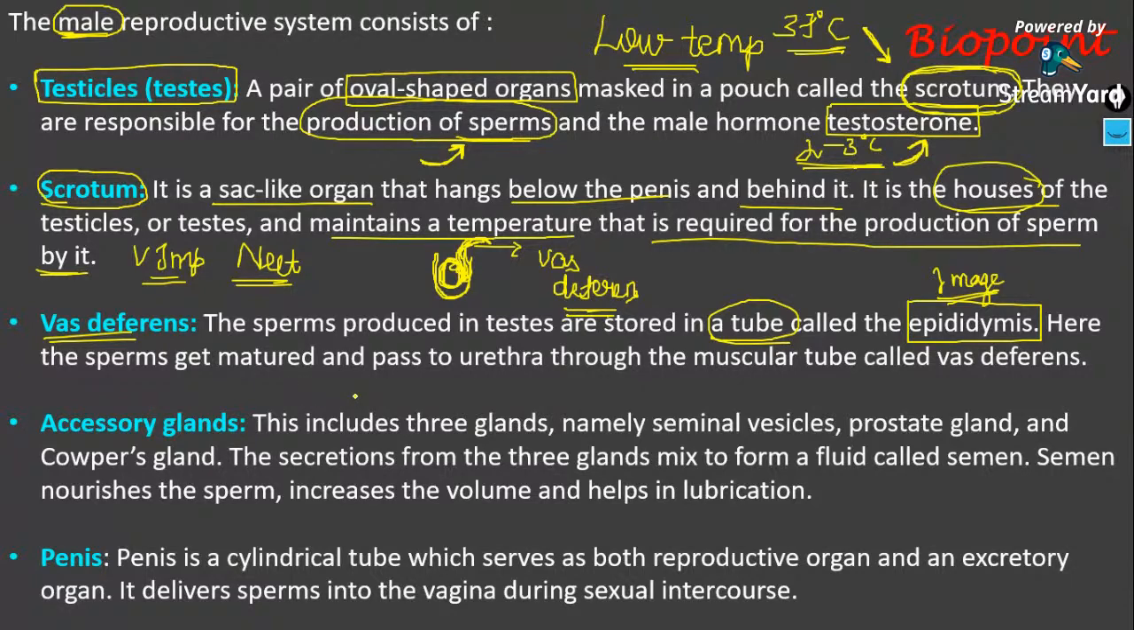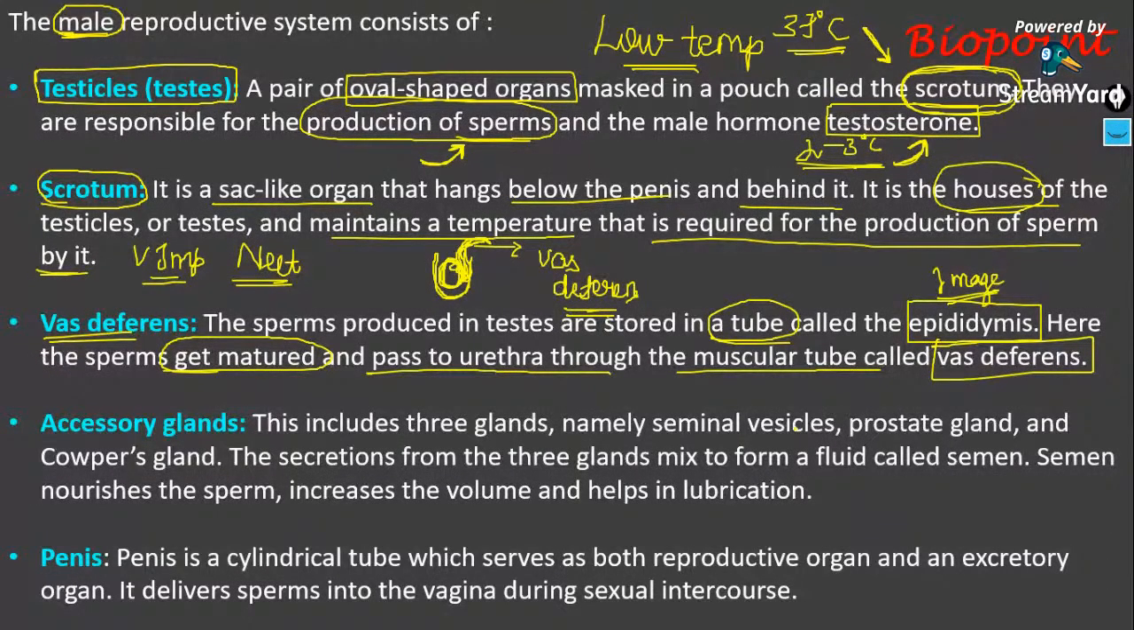Here, the sperms get matured. So the sperms mature, and the vas deferens is the particular tube that passes the sperms to the urethra through a muscular tube. So the vas deferens carries the sperms from the testis to the particular organ, the next organ required for the transmission.